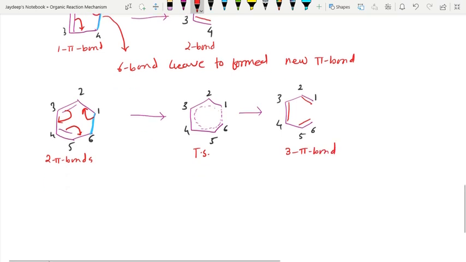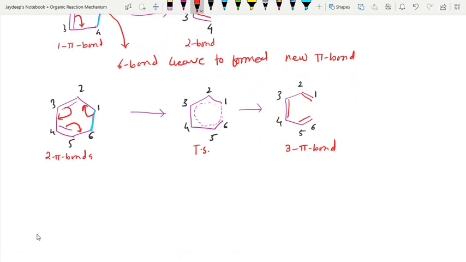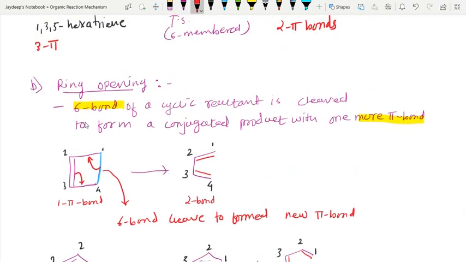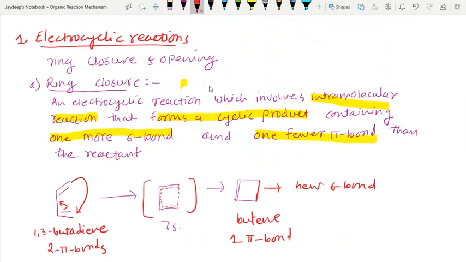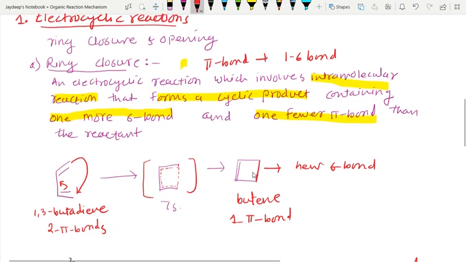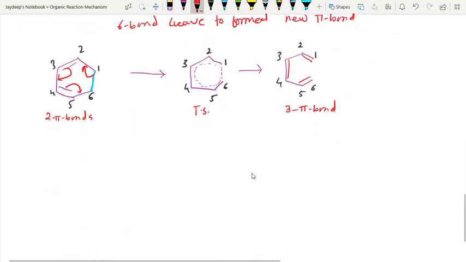So when we consider the ring opening type of system, I already mentioned that 1 sigma bond is converted into one more pi bond. So that is the beauty of the reaction. While in the case of the ring closing system, one pi bond is converted to 1 sigma bond. So ring opening and ring closing are exactly opposite to each other. Okay, so these are the two reactions.